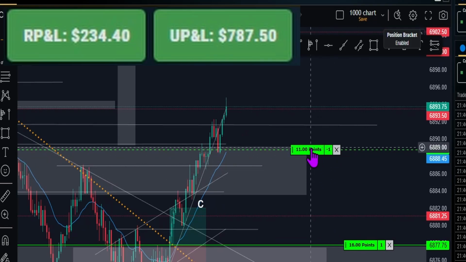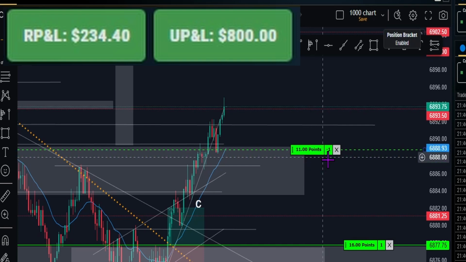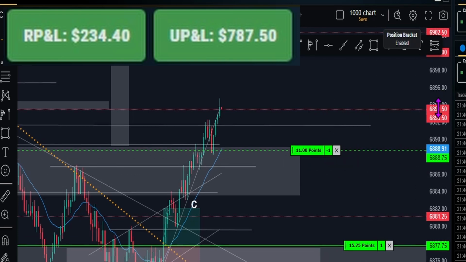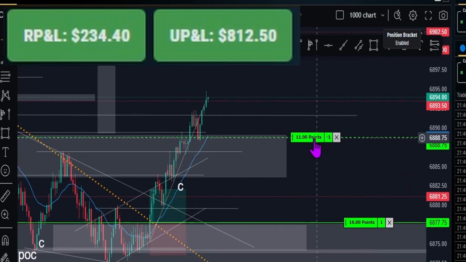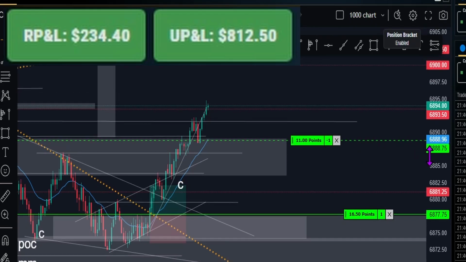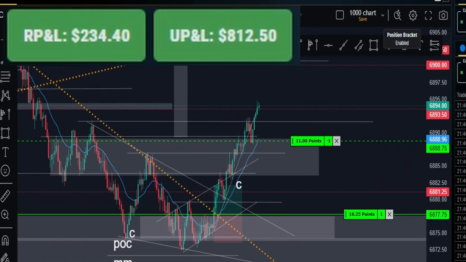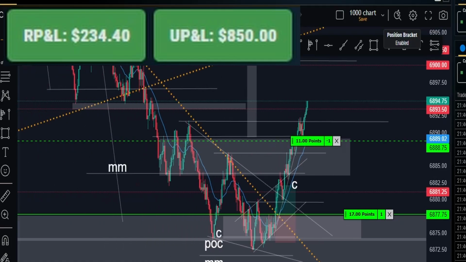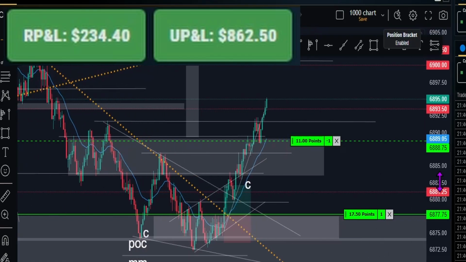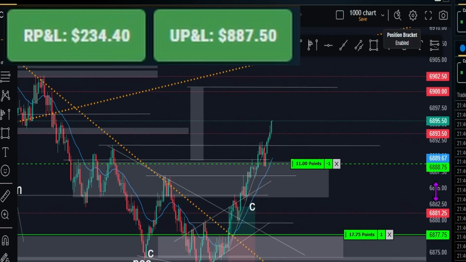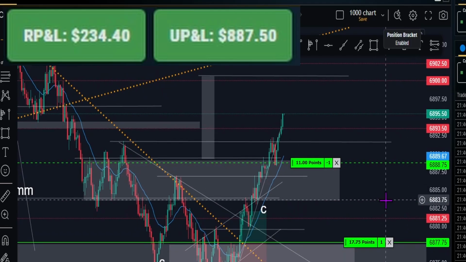And in case price comes down, well, it's the way it is. I don't think so. But yes, exactly. Now the volume is very light here. So price is moving very fast. So this is a great trade, as you see.